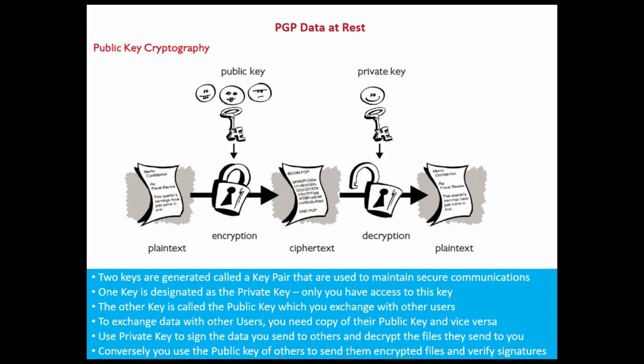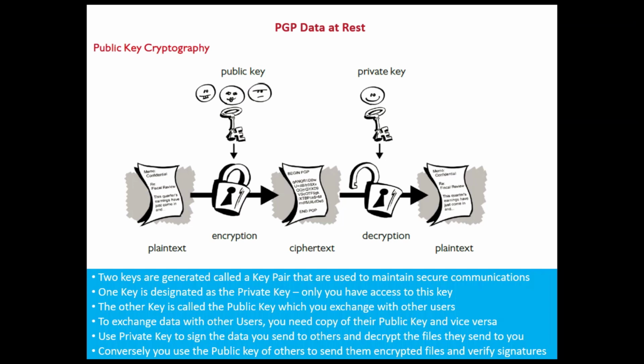One of the keys is designated as a private key to which only you have access, and the other is a public key which you freely exchange with other users. Both your private and your public keys are stored in keyring files. As its name implies, only you have access to your private key, but in order to correspond with other users, you need a copy of their public key and they need a copy of yours.